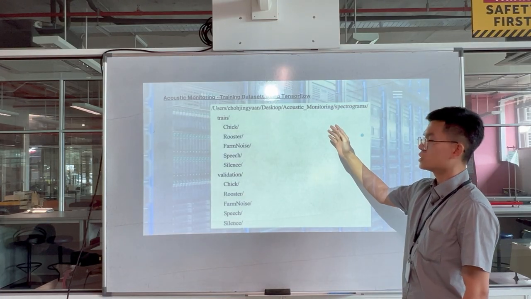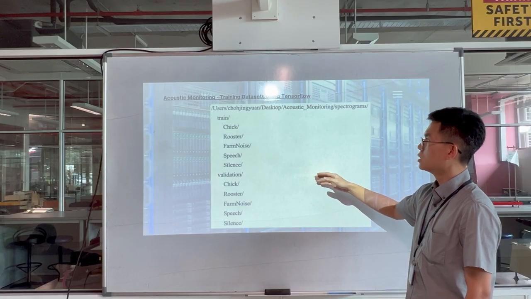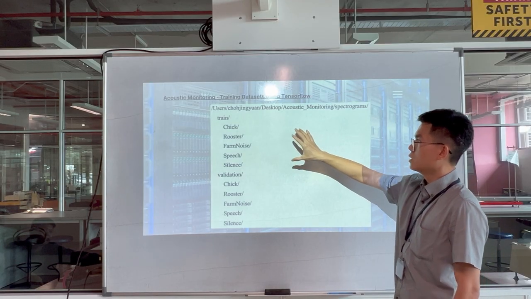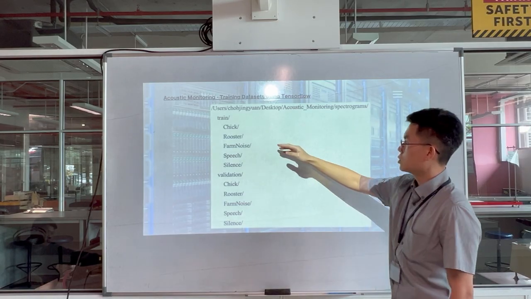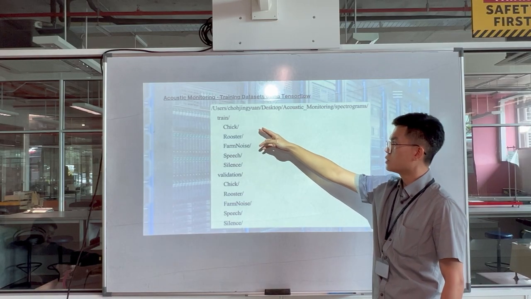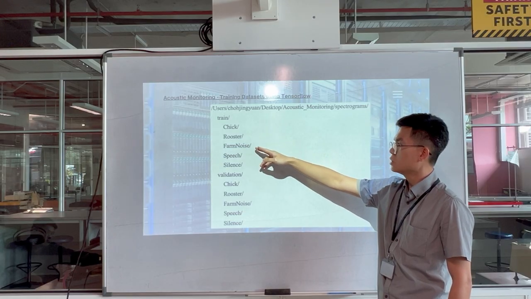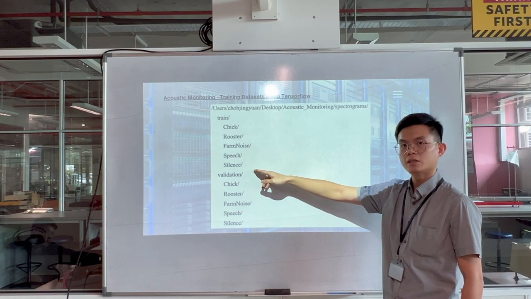After that, I use all the datasets to train my model. This is the file directory, and the first one is the train, and the second is the validation. There are 5 categories. As you can see, the first one is chick, rooster, farm noise, speech, and silence.